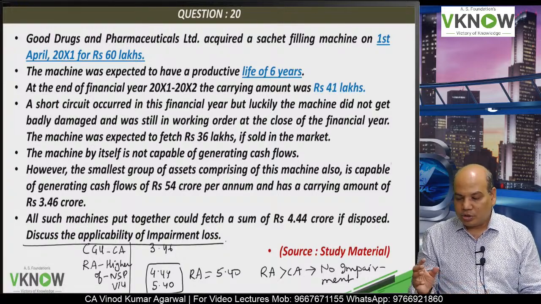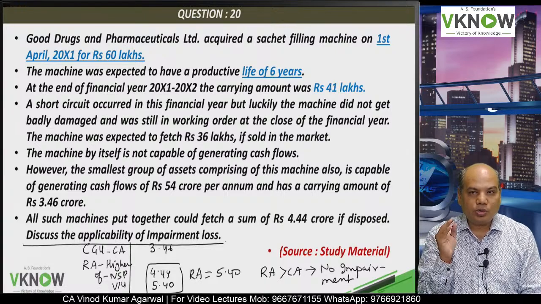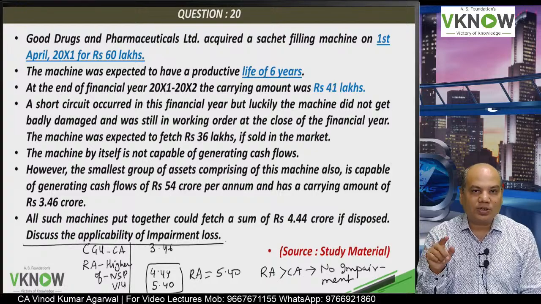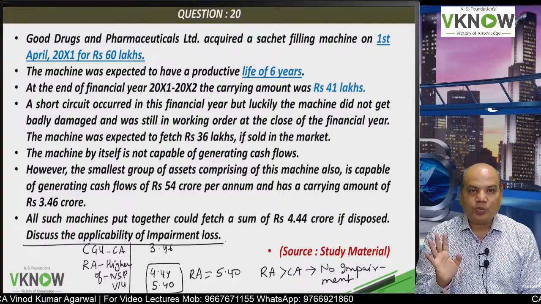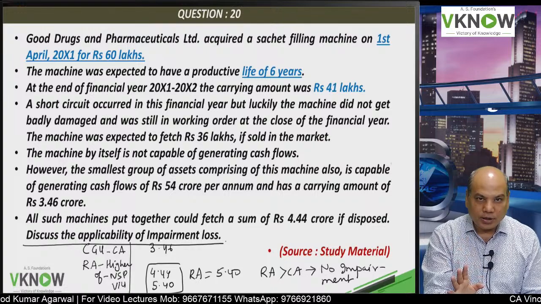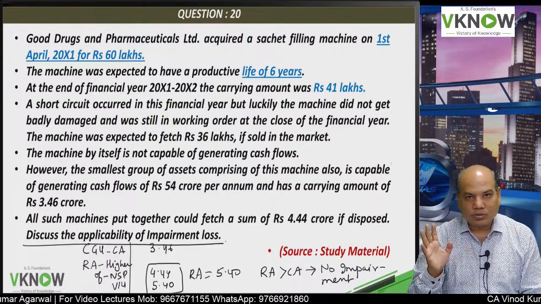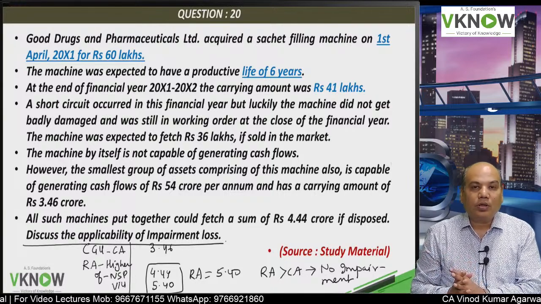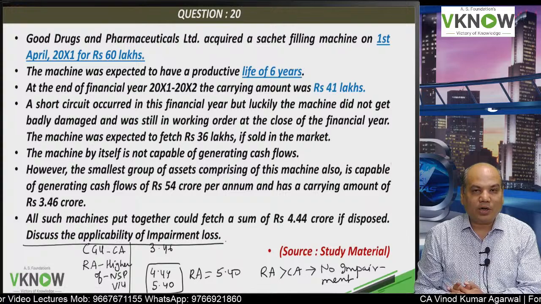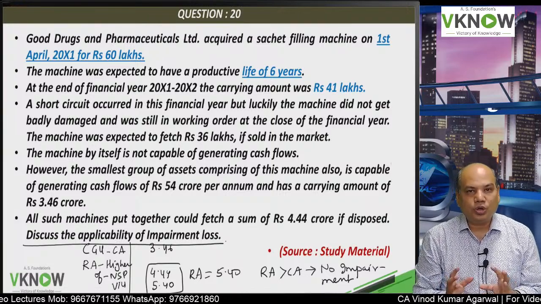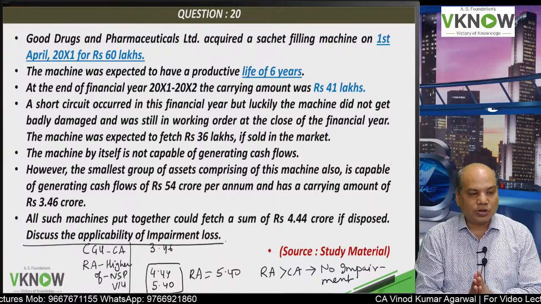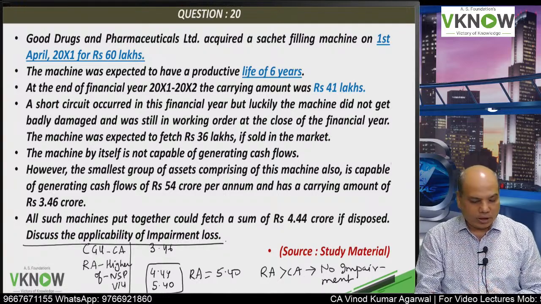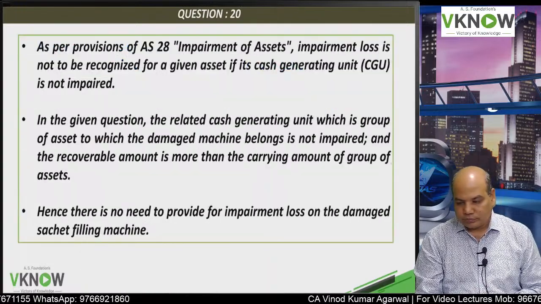But then, because there was an indication of impairment, you may find out whether its scrap value which you have considered earlier should be revised, whether the useful life which you considered earlier should be revised. So if there is an indication of impairment of an asset, you may have to revise its scrap value or useful life, even though you don't need to provide the impairment loss because it's a part of the CGU and the CGU is not impaired. That will be the answer of this question.